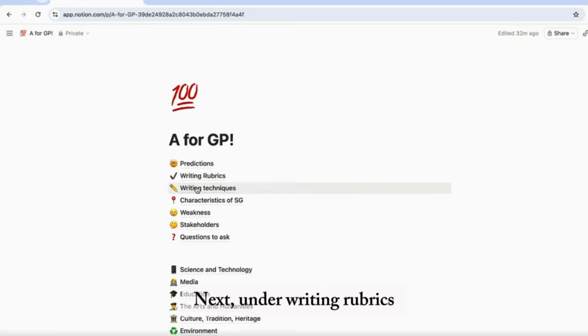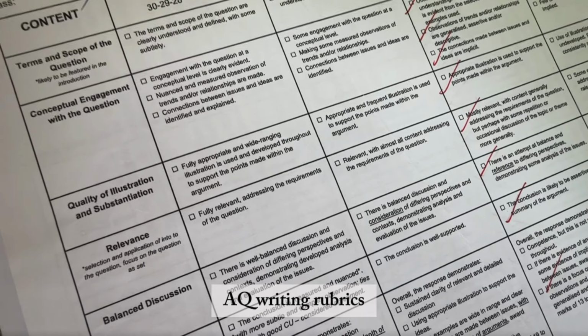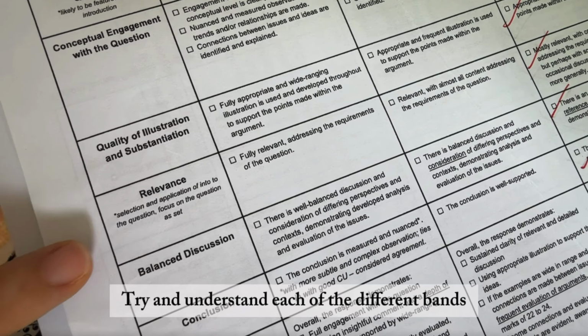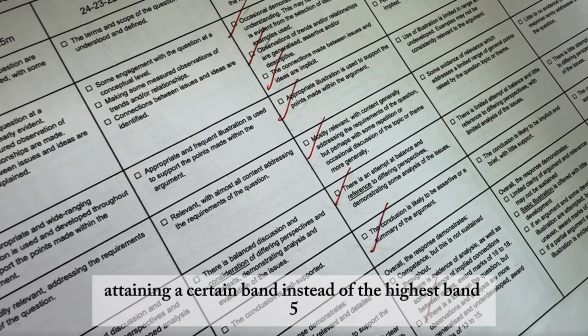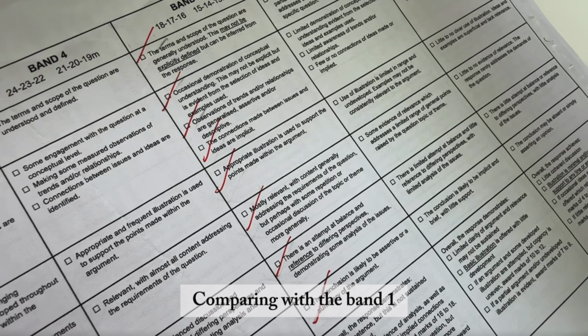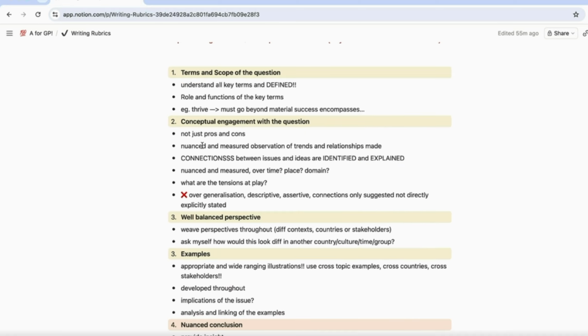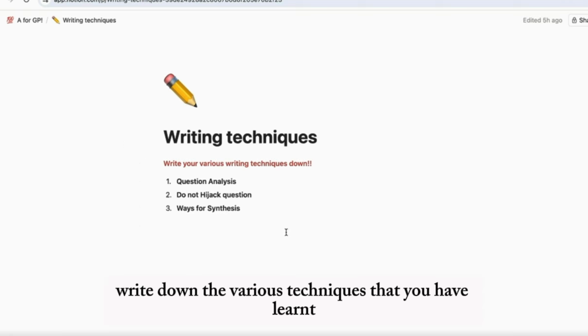Next, under writing rubrics, you can try and understand your Paper 1 and Paper 2 AQ writing rubrics and scan and upload them into ChatGPT. Try and understand each of the different bands and understand why it is that you might only be attaining a certain band instead of the highest band 5. Comparing with band 1, the lowest band, can also help you to understand why you are making certain mistakes.